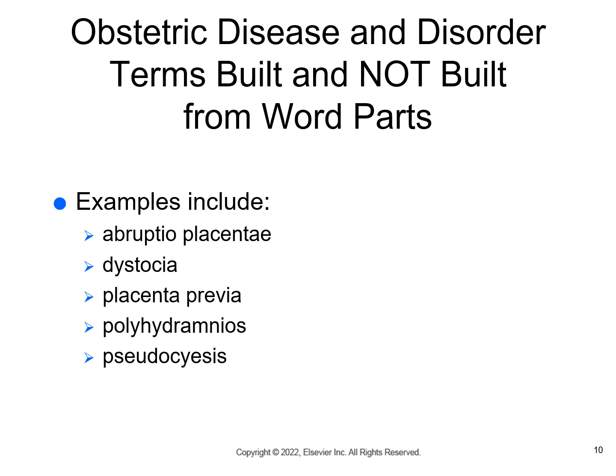Polyhydramnios. Poly means much or many. Hydro means water, and amnios means amniotic. So much amniotic water, or an abnormal amount of amniotic water. Pseudocyesis. Cyesis means pregnancy. Pseudo means false. This is a false pregnancy. So the first and the third are terms that are not built from word parts. The other three are terms that are built from word parts.